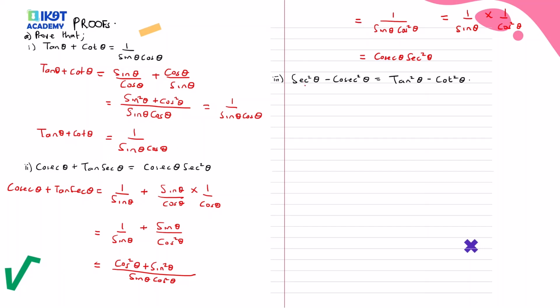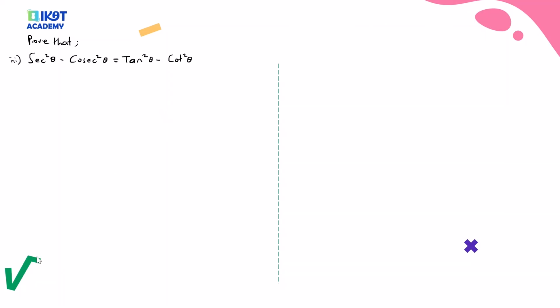Now for this, because of the other thing I want to show, I'm going to do it on another page. Alright, so now we have this proof that this is equal to this. Now when you look at this expression, we have sec squared theta and cosec squared theta, and on this side we have tan squared theta and cot squared theta. Now we ask ourselves, what identity relates sec and tan? For me, I believe it's the identity that has the Pythagoras theorem.